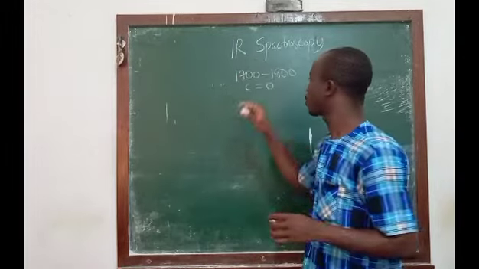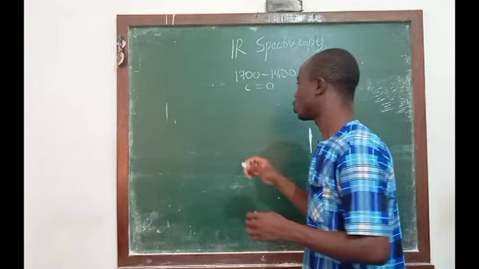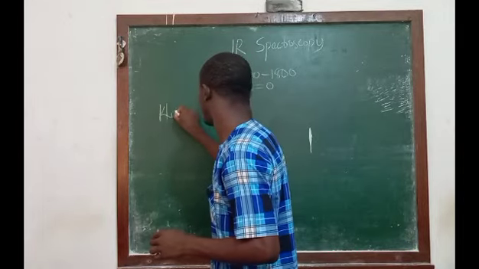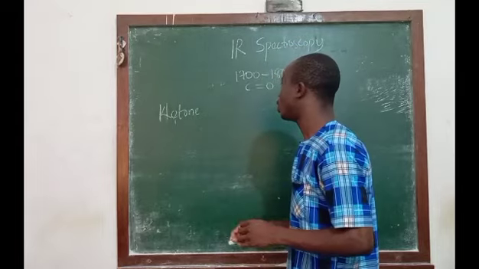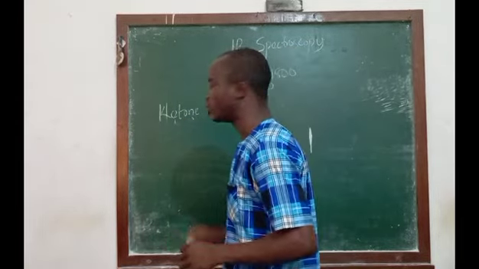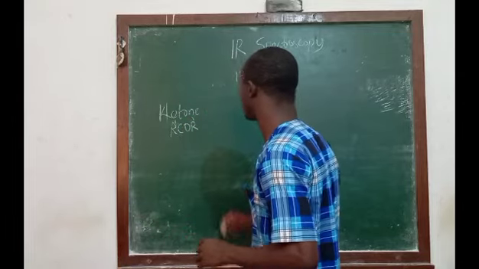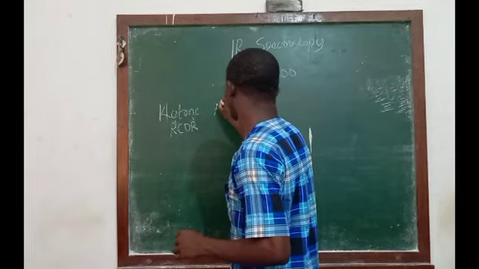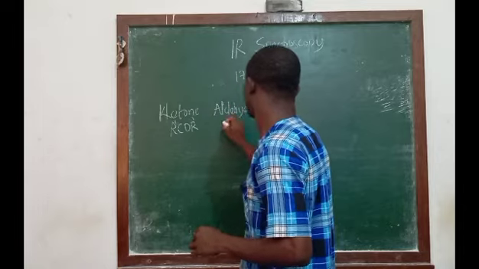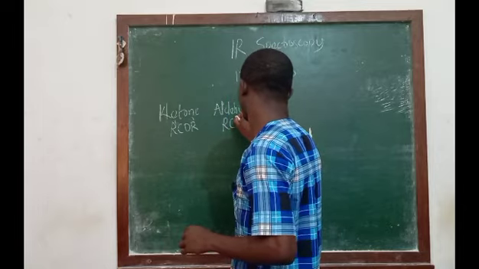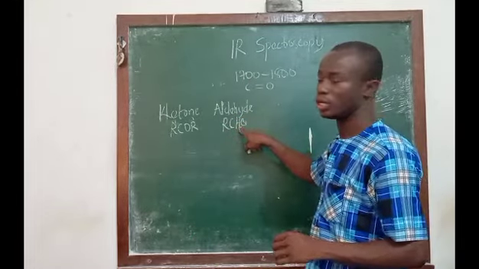So I have said that the carbonyl functional group is present in different classes of compounds. The first one is the ketone. Ketone has the carbonyl functional group, and it is usually RCOR, that is ketone. Another one is aldehyde. Aldehyde is RCHO, that's C=O with H.